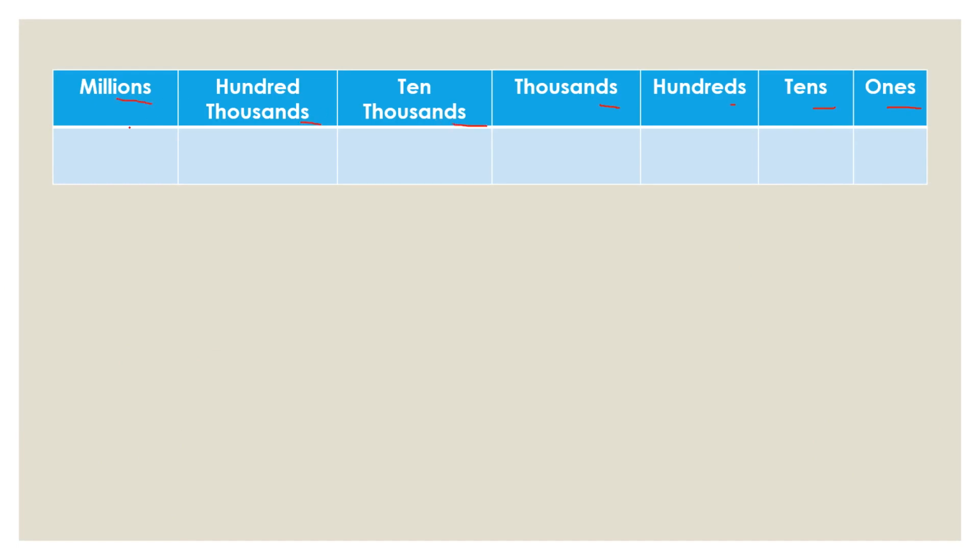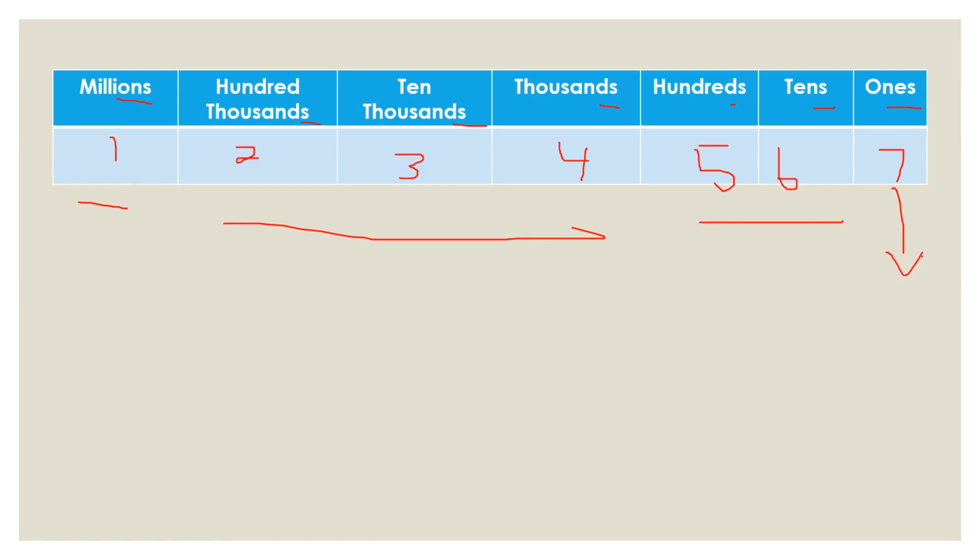So for example, if I write over here 1, 2, 3, 4, 5, 6, 7, we're going to read this number as 1,234,567. So 7 is in the ones place. How about the digit 1? The digit 1 is in the millions place.